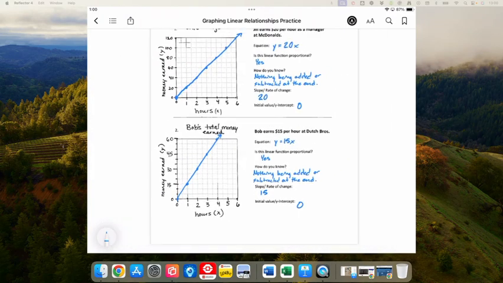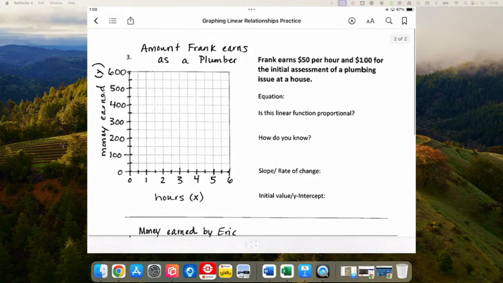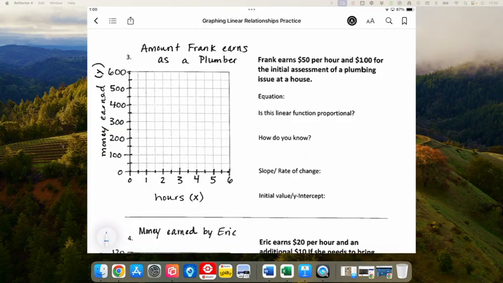Okay, on to the back side. We have a bit of a different situation going on here in the back. We have Frank, who is a plumber. Frank earns $50 per hour and $100 for the initial assessment of a plumbing issue at a house. And so Frank will make $100 for doing nothing other than just showing up. And so for 0 hours of work, Frank already made $100, not $0 like the previous two examples. And so what we need to do this time is recognize that Frank is going to earn $50 for every hour, plus $100 just for showing up.